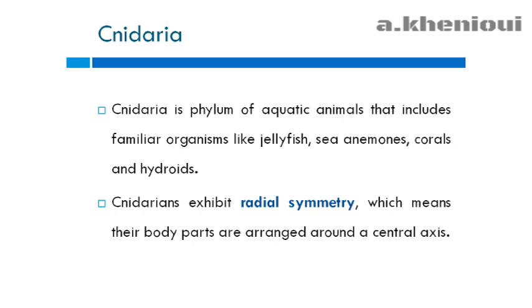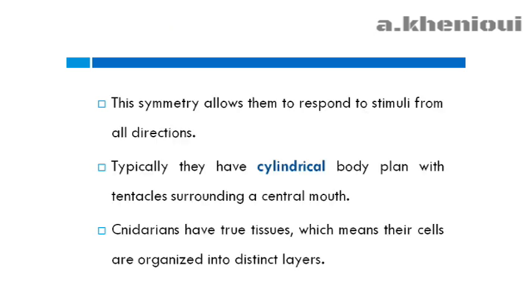The second phylum is Cnidaria. Cnidarians are aquatic animals, including jellyfish, sea anemones, corals, and hydroids. Cnidarians exhibit radial symmetry, which means their body parts are arranged around the central axis. Their radial symmetry allows them to respond to stimuli from all directions. Typically, they have a cylindrical body plan with tentacles surrounding a central mouth. Cnidarians have true tissues, which means their cells are organized into distinct layers.